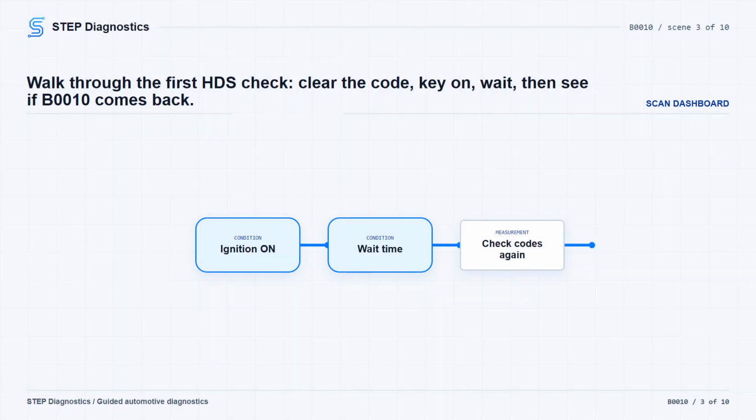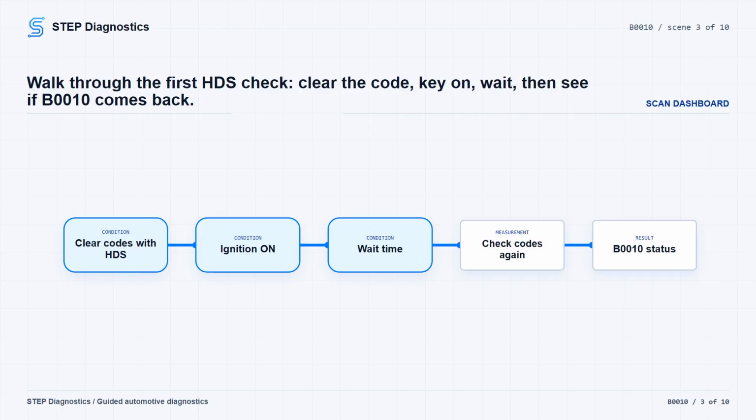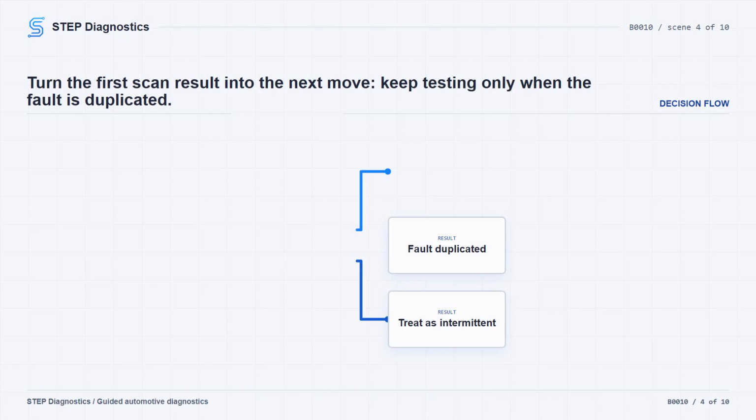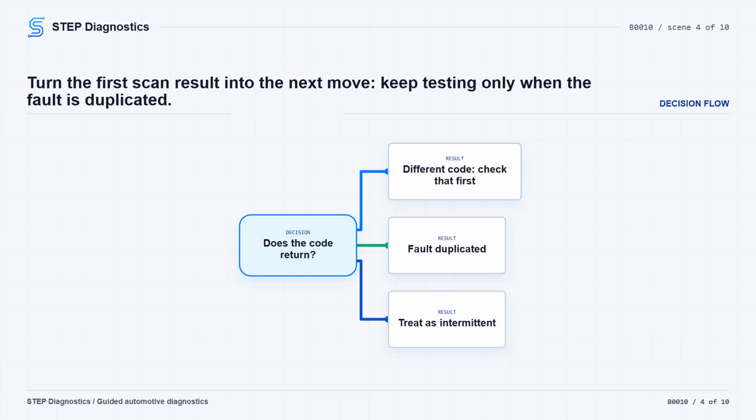Start by verifying the problem with the HDS. Clear the codes, turn the ignition switch to on (II), wait for 10 seconds and check for codes again. If B0010 or the related passenger inflator code comes right back, the failure is duplicated and you can move into circuit testing. If it does not come back, treat it as an intermittent condition and do not force a repair that is not showing up right now. If a different code is present, check what that code means first.